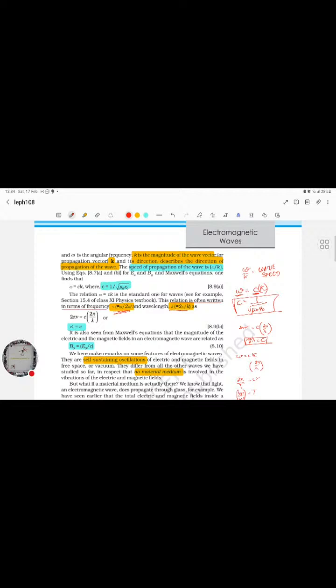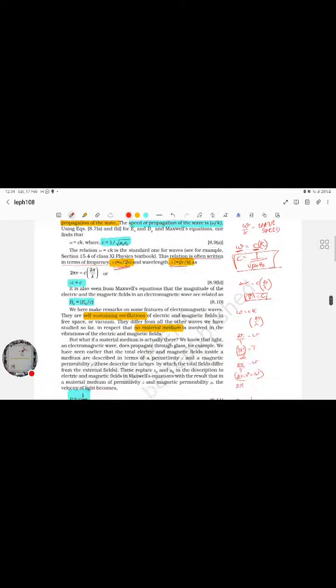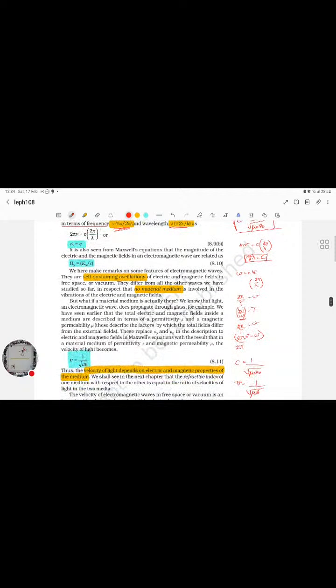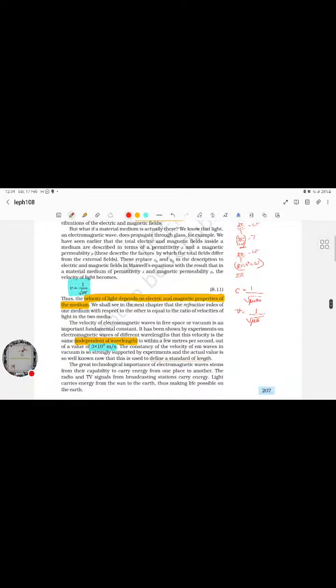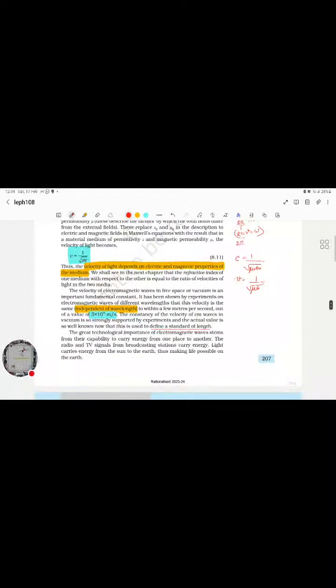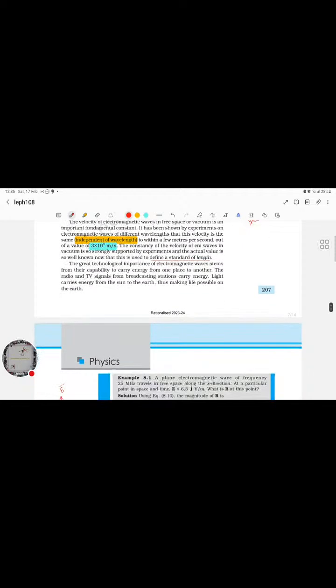And from there, for any general wave, the speed of the wave was calculated to be 1 by root of mu times epsilon, and that's the important part. It doesn't need any material medium for its oscillations or propagation. The velocity of light definitely depends upon the electric and magnetic properties of the medium. In vacuum, by varying the wavelength of certain waves, the constant value of c is not changing to a great extent, which means the constancy of c is considered so valid that it was used to define the standard of length.